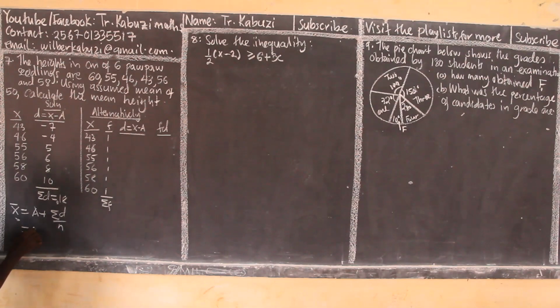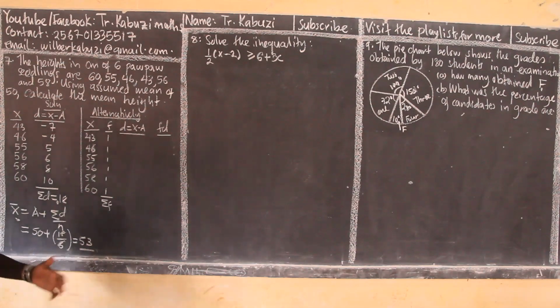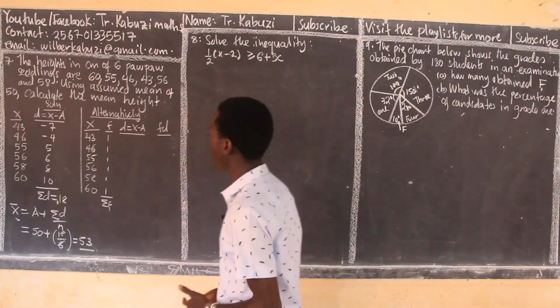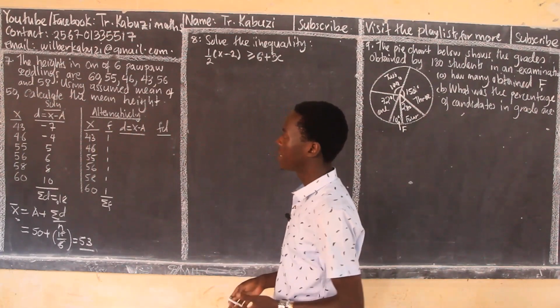So this one is going to be now the 50, then plus my sum D, which is 18 over N. But my N is the number of items I have, and they told me that they're already 6. And the answer I obtained there is 53, because this is going to be 3 plus that. Alternatively, even if someone uses the normal way of getting the frequency, it's going to be the same.